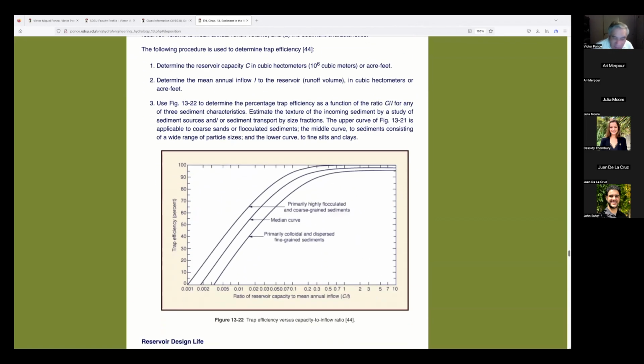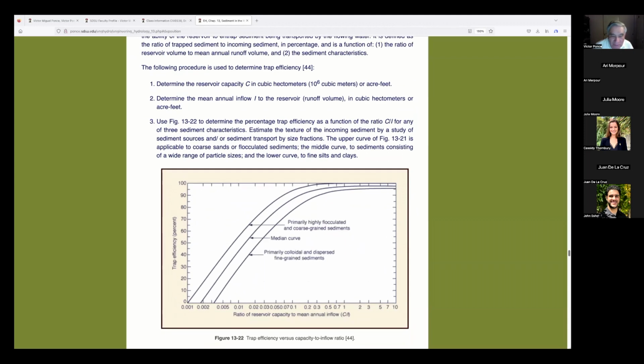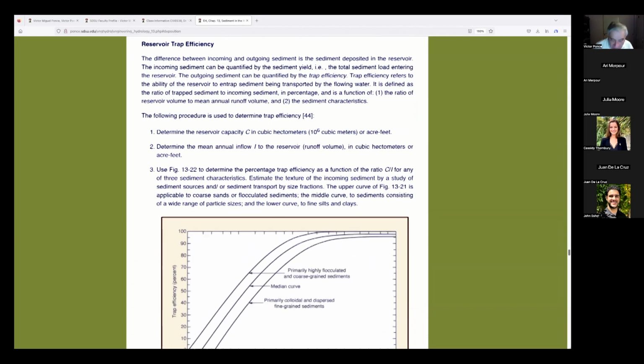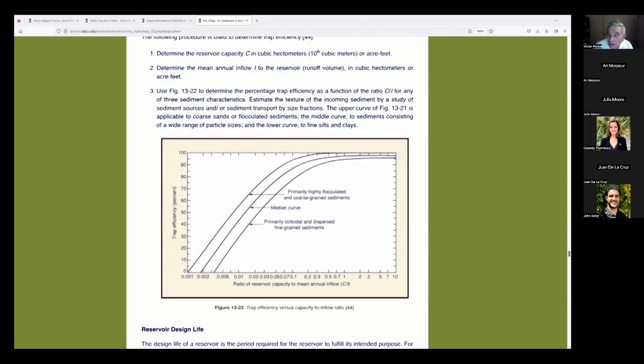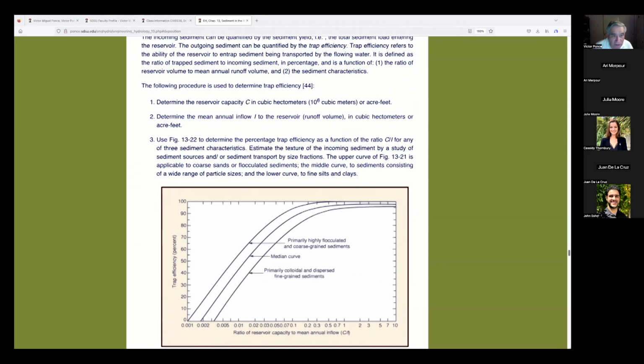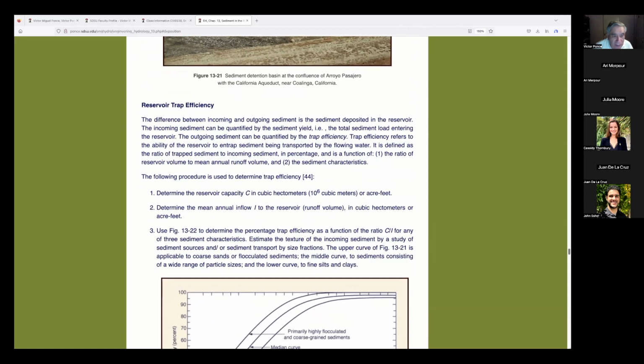And by the way, they have not been superseded. They're about 60 years old, the Brune curves. And that's what we're going to use today. We're actually going to implement an online calculator to determine the rate of filling of sediment in a reservoir. And that's what we're going to do right now.